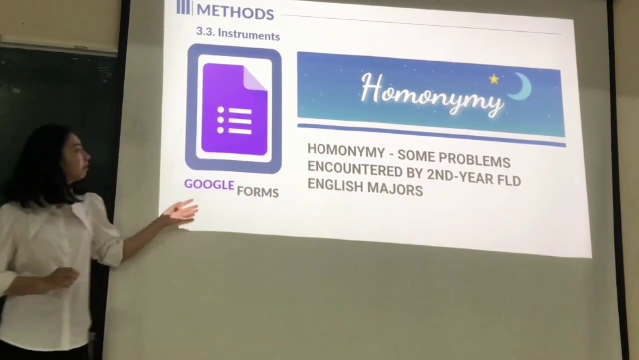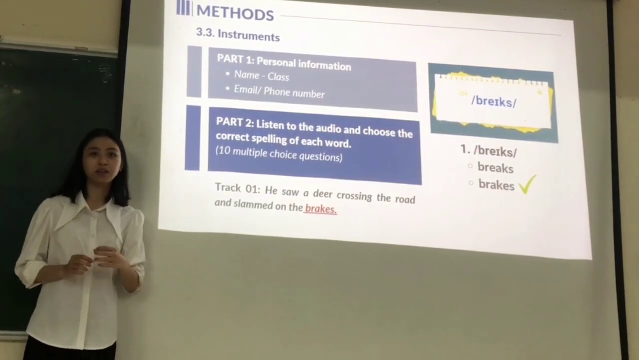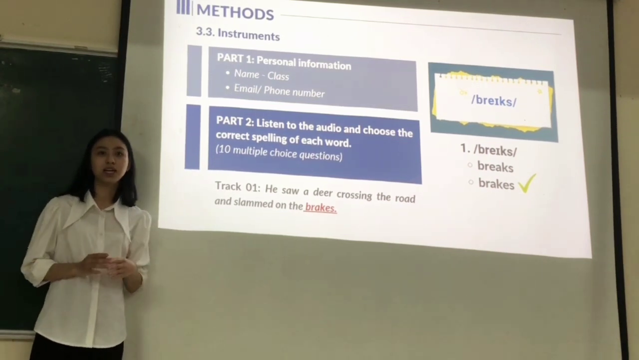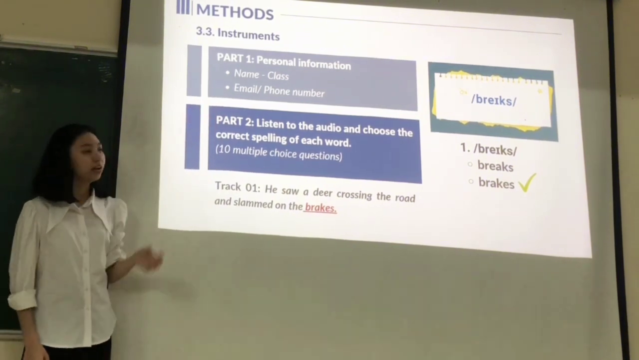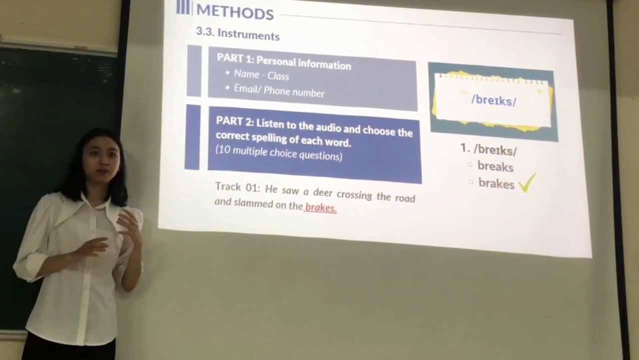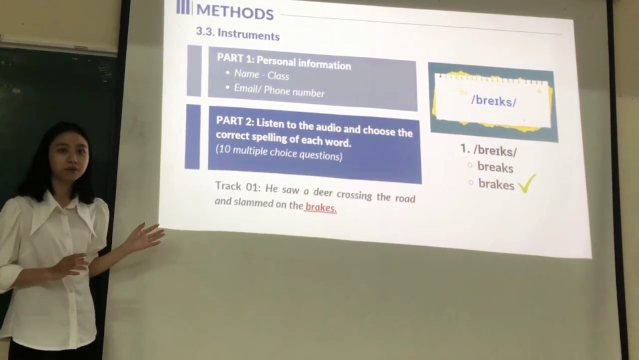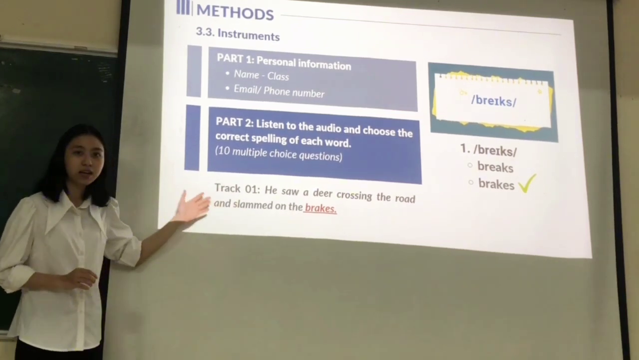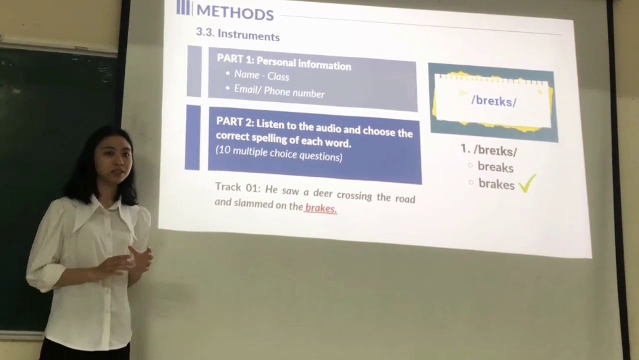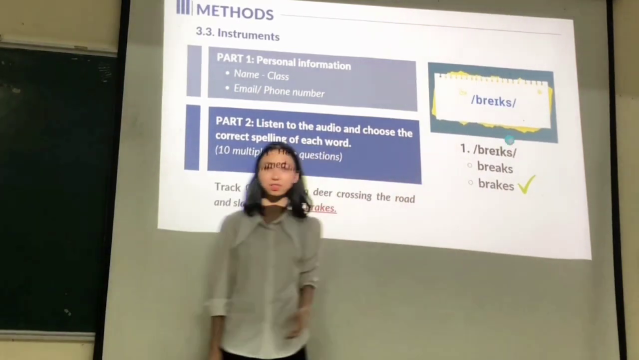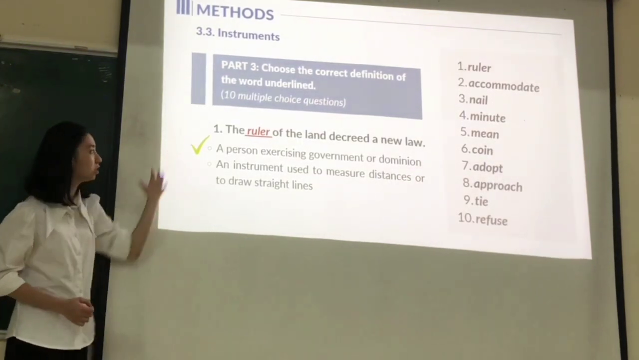The first part, we described an overview of the research and collected information from students such as name, class, email, phone number. In part 2, we gave 10 multiple choice questions based on the IPA symbols. We provided audios of the sentences and noted down the underlined word to be identified, and asked students to choose 1 of 2 spellings. Similarly, part 3 includes 10 multiple choice questions.